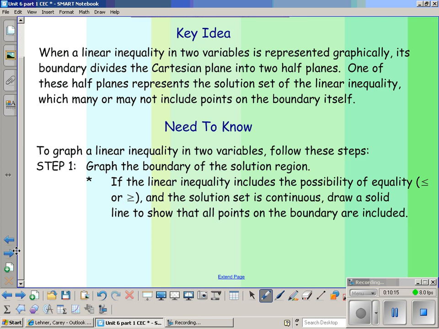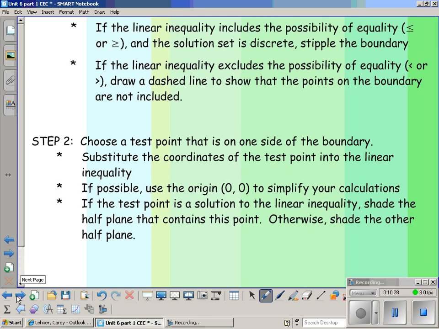If the linear inequality includes the possibility of the equal sign, and the solution set is continuous, we draw a solid line to show that all points on the boundaries are included. If the linear inequality includes the equal sign, but it's discrete data, you simply stipple the boundary. That means you simply put dots on it. If the linear inequality excludes the possibility of equality, so it's just less than or greater than, we use a dashed line. And it doesn't matter whether it's continuous or discrete, it is a dashed line.